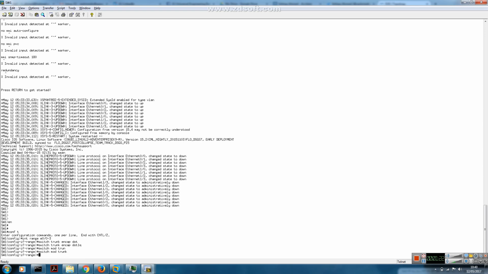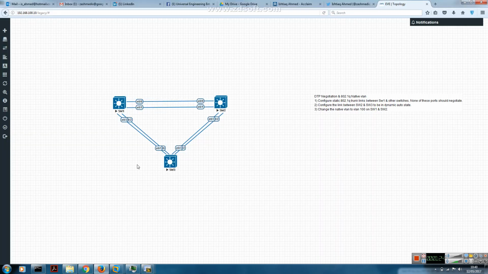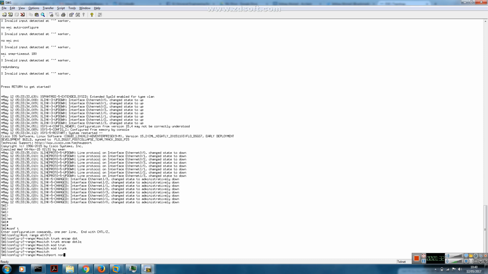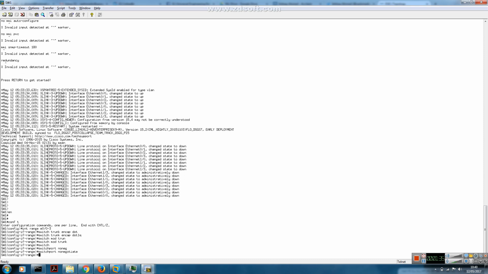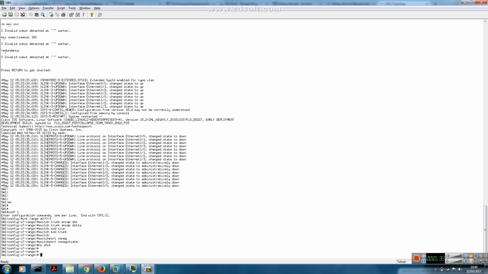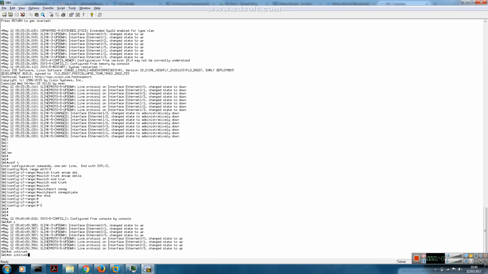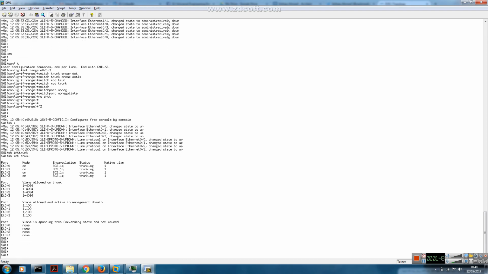So another thing we have to ensure is that the ports don't negotiate between switch 1, switch 2 and switch 1 and switch 3. So the command we'll use for that is going to be switchport nonegotiate and no shut. So now if we check whether the trunks are forming, most of the 4 ports have been configured to form the trunks.